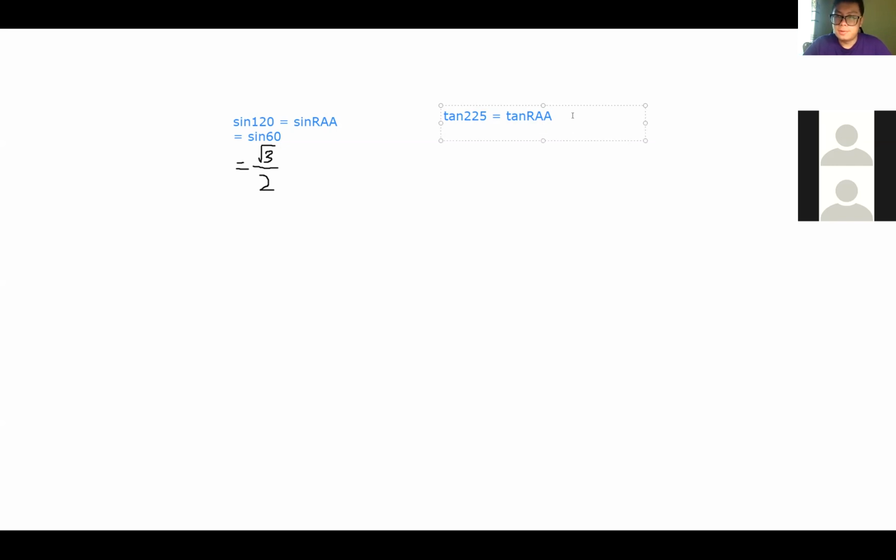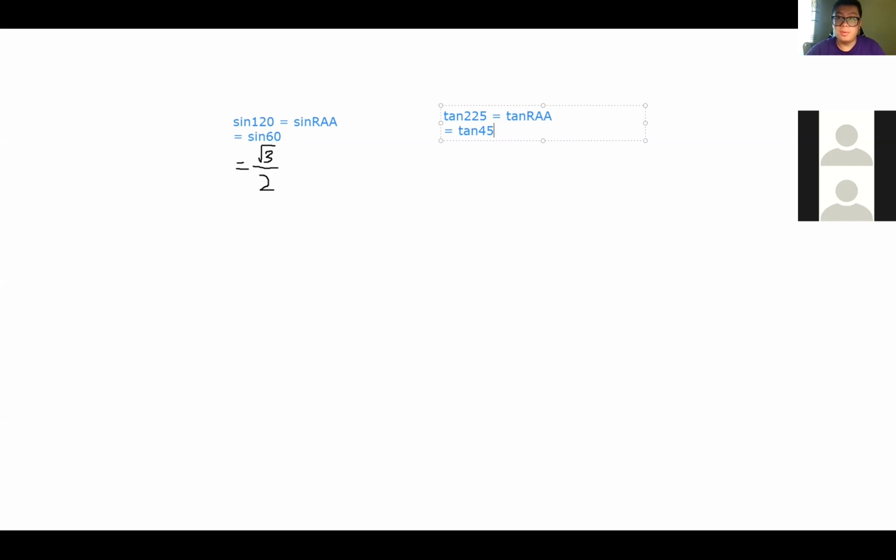Can someone tell me what the RAA is for this question? Good, 45. The closest x-axis will be the negative one. 225 is all the way down here, in quadrant 3, so it'll be closer to the negative x-axis than the positive x-axis. So we just do 225 subtract 180, and that will be our RAA. So this is equal to tan of 45 degrees.